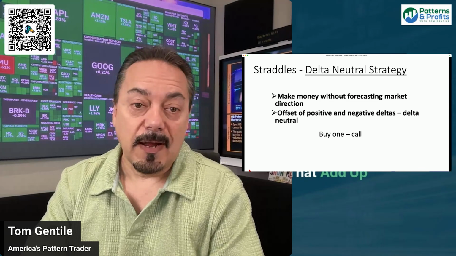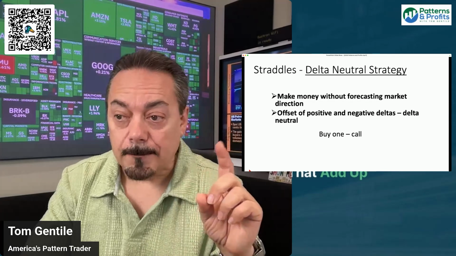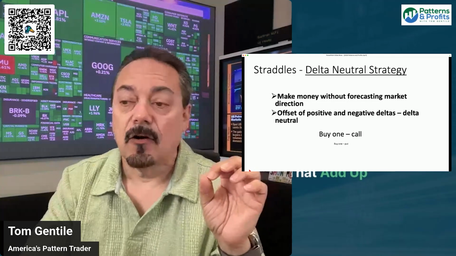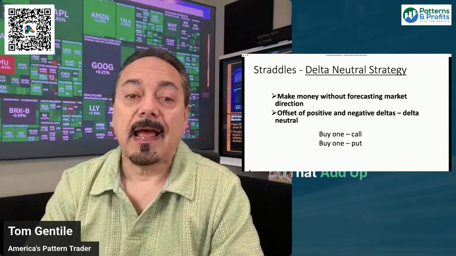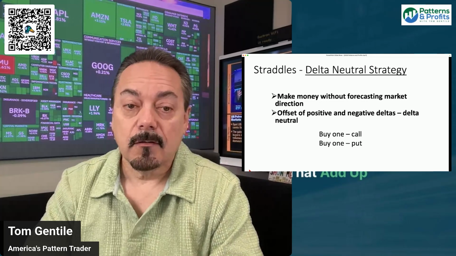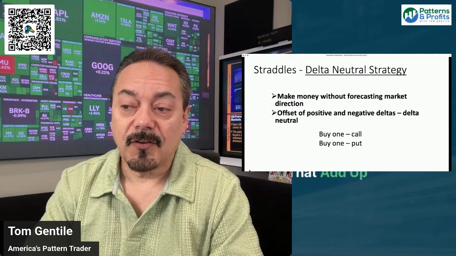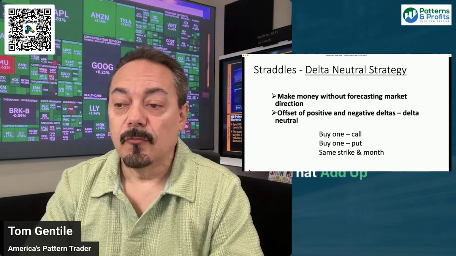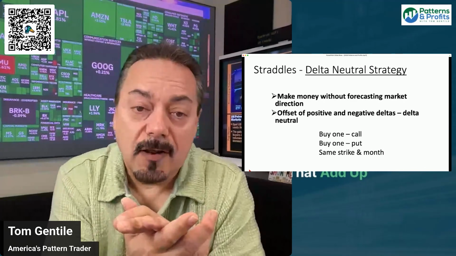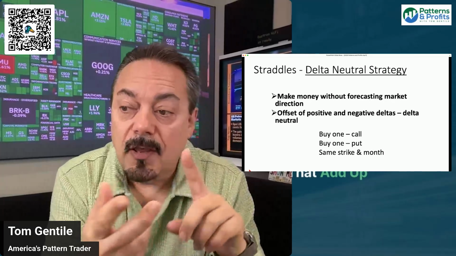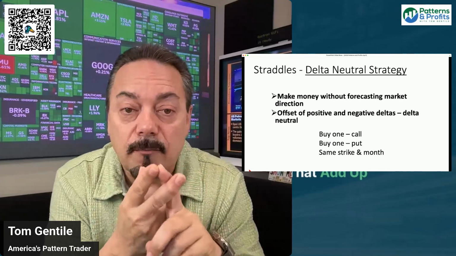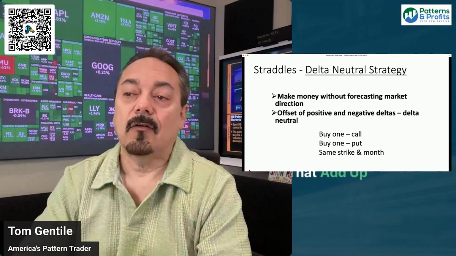It involves buying, for every call option you buy, and this is an at the money call, you're also going to buy an at the money put. Okay, the deltas will offset themselves when you use both. We're also going to be looking at a straddle has to have the same strike price and the same expiration month. That's what gives the straddle its nature.